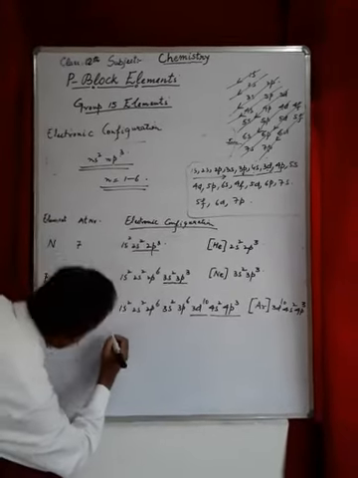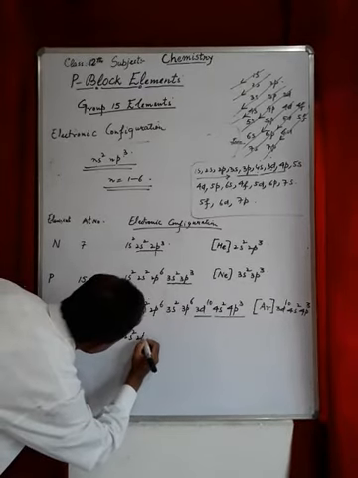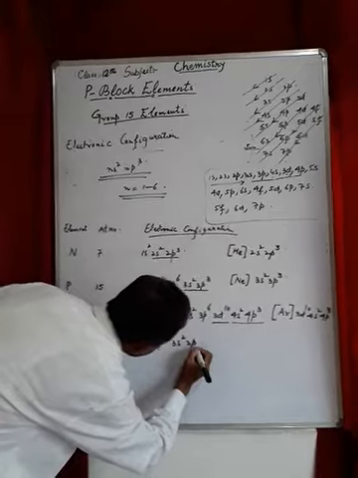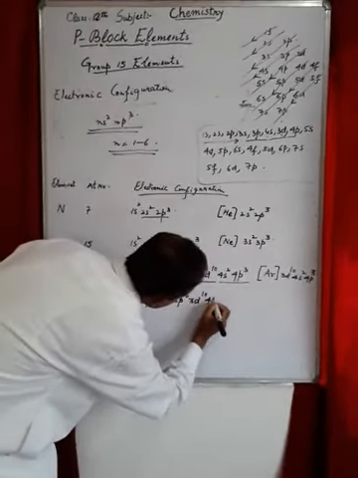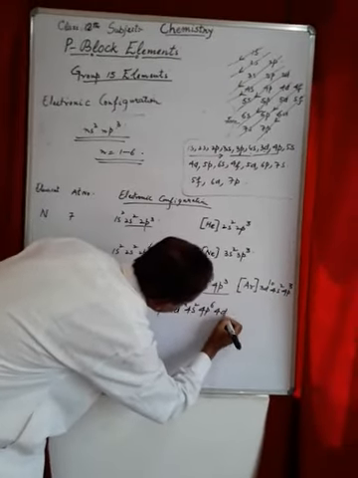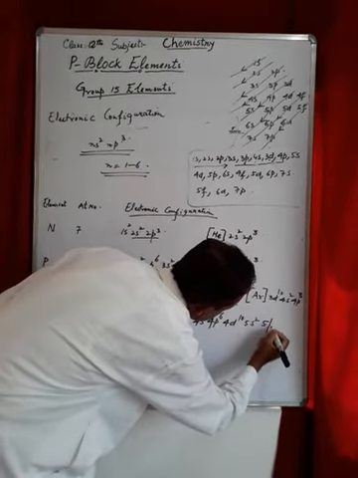So its electronic configuration is 1s2, 2s2, 2p6, 3s2, 3p6, 3d10, 4s2, 4p6, 4d10, 5s2, 5p3.